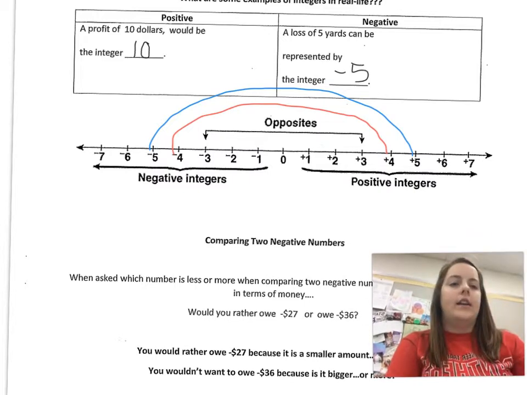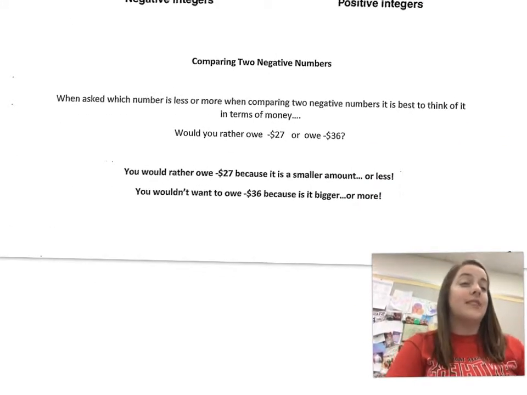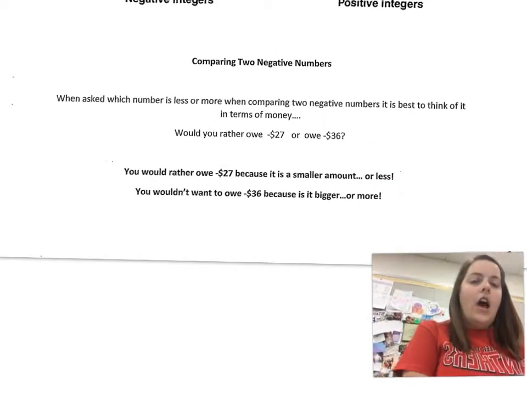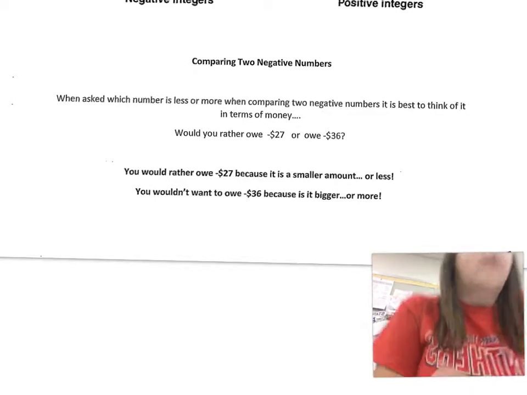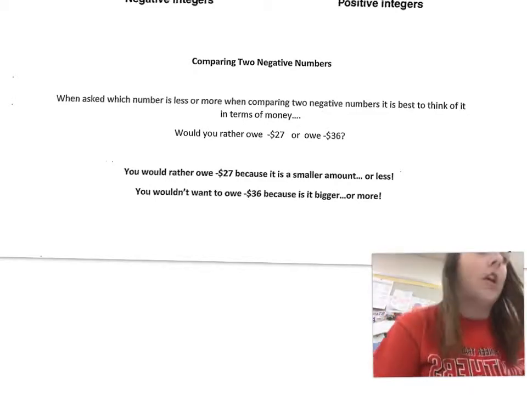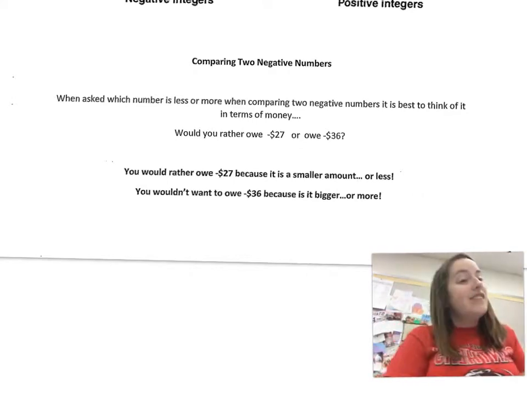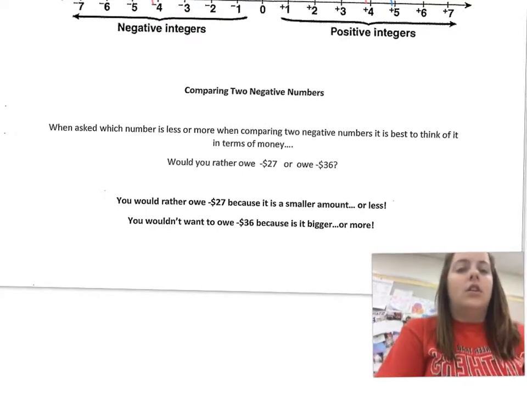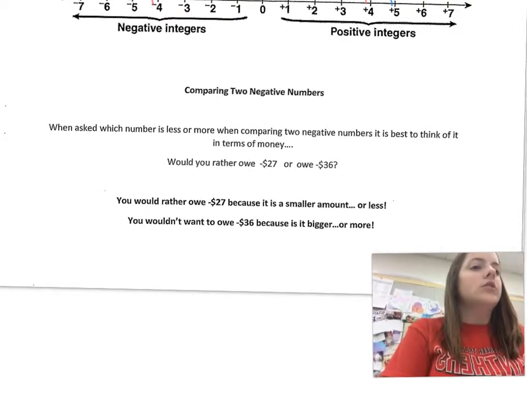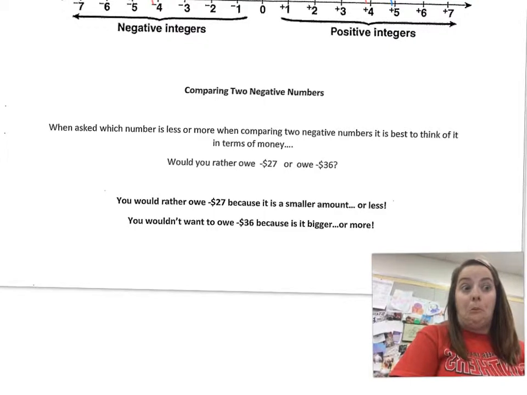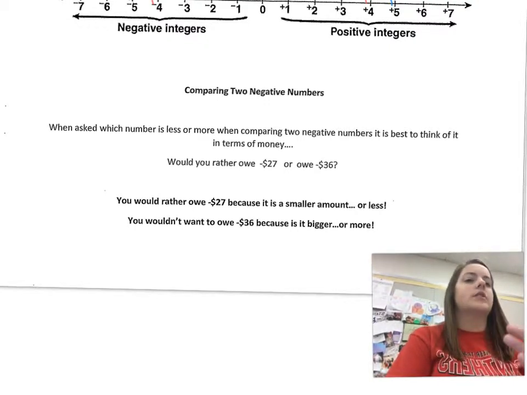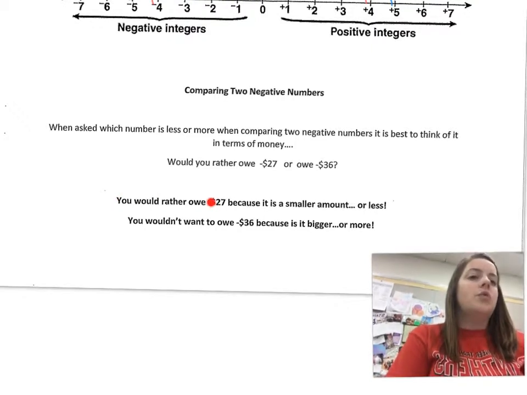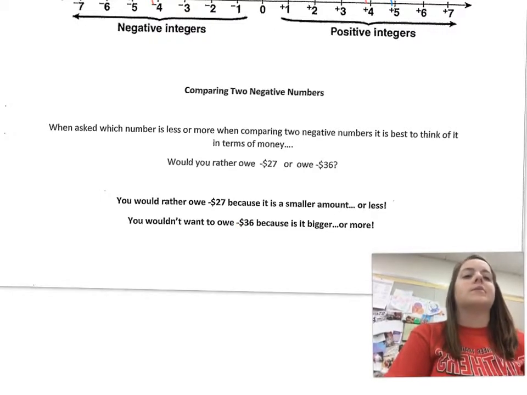Another thing we're going to look at here is comparing two negative numbers. That's really hard. When asked which number is less or more when comparing two negative numbers, it's typically best to think of it in terms of money. I have to think of it in terms of money because it's really confusing. So would you rather owe someone -$27 or -$36? Which would you rather owe? Would you rather owe someone 27 or 36? You'd rather owe 27, -27, because it's smaller or less. You want to owe -36 because it's bigger.